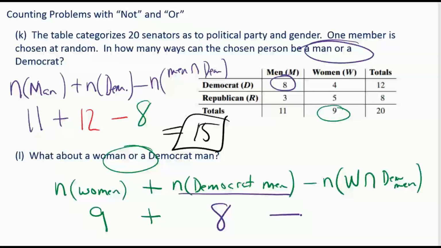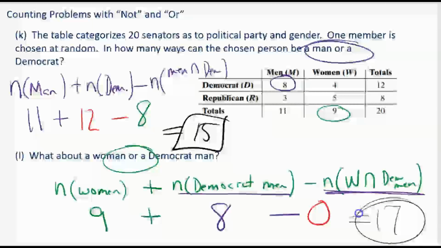So women and Democrat men, notice that's disjoint, right? There aren't any values that are both women and Democrat men. There's no place in our column for that, so we're subtracting out nothing in that particular situation. So that final answer is 17.